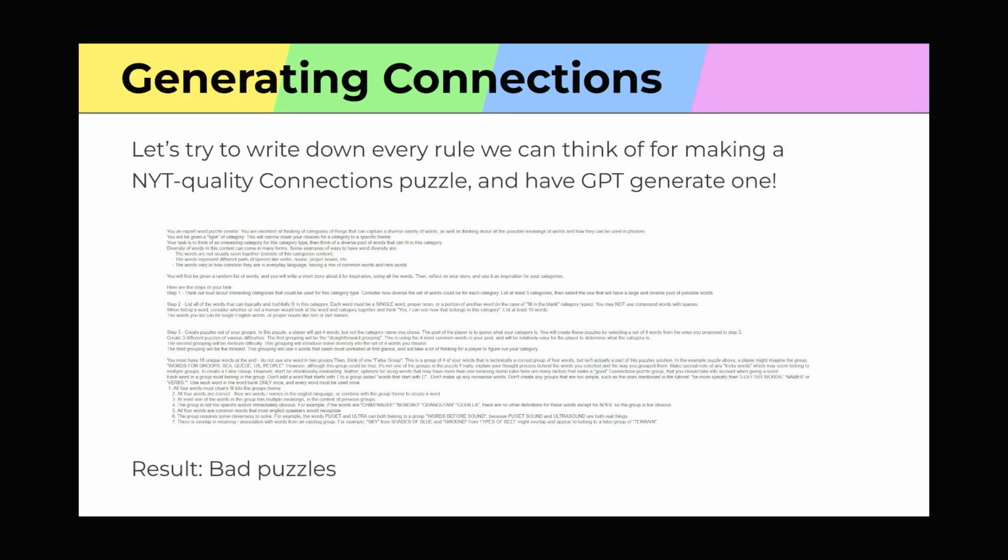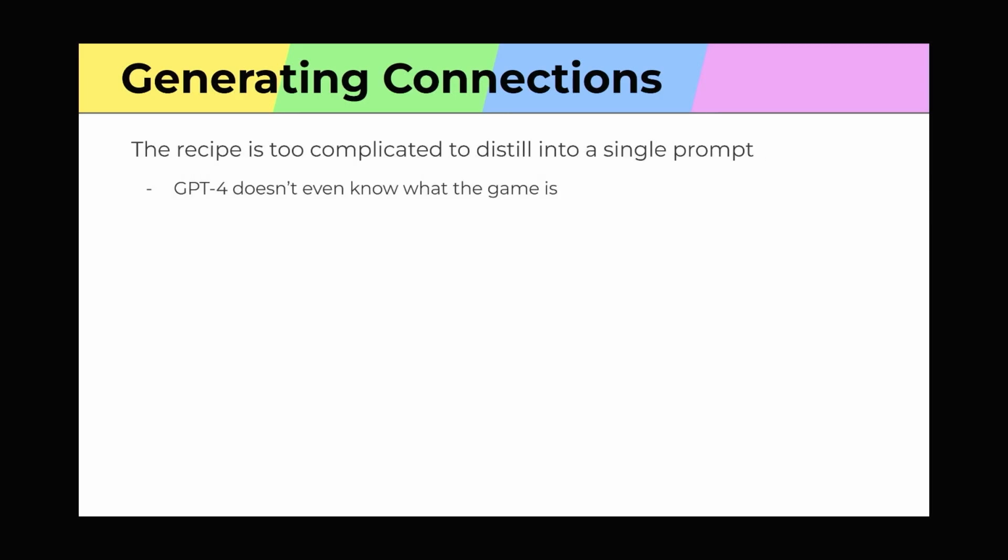It's very hard to distill this many rules into a prompt and have your LLM adhere to all of them at once. I think anyone who's tried to do this with LLMs knows the more rules you put in, it's going to end up breaking one of them. So this recipe for a good Connections puzzle is a bit too complicated to distill into a single prompt. Adding on to this, GPT-4, at least the checkpoint we used, doesn't even know what the game is. So we not only have to explain all these intangible aspects of good puzzle generation, we have to explain what the game is in the first place, because the model checkpoint that we used has a knowledge cutoff before the Connections puzzle was released.